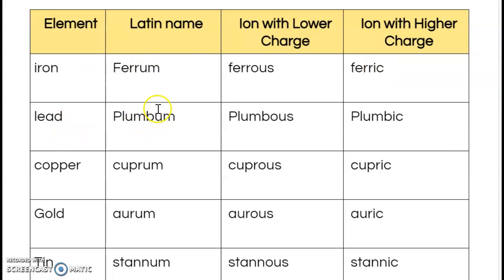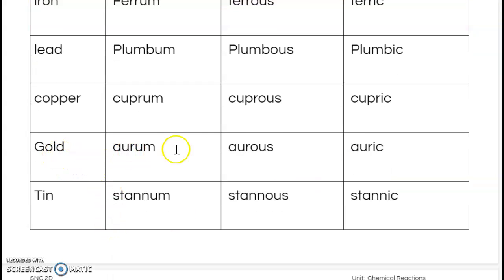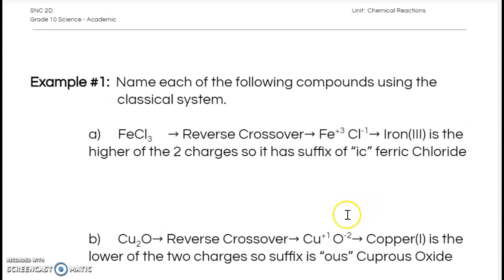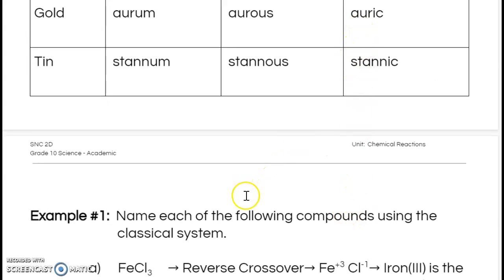Lead, plumbum. That's a silly name, isn't it? It still makes me laugh. Plumbous would be the lower charge. Plumbic would be the higher charge. Copper, cuprum, cuprous, cupric. Gold, aurum, aurous, auric. And then tin, stannum. That's what tin is. Stannous and stannic.